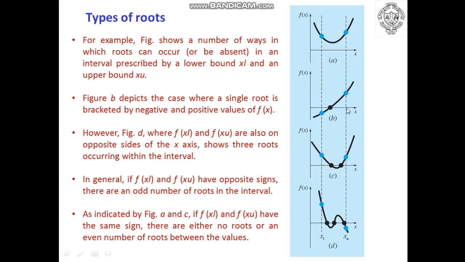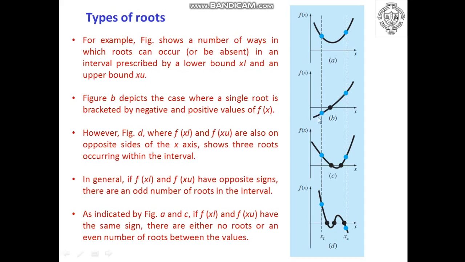If you know the value of xu and if you know this function as f of x, then you can put this value of xu and get the answer for this particular value of x. You can get the response at this point. Then similarly for the other case, which is xl, you will be able to find the respective response, which is represented by this point.